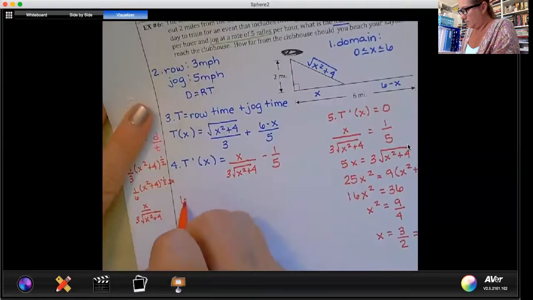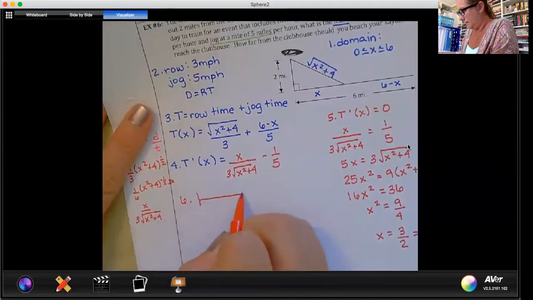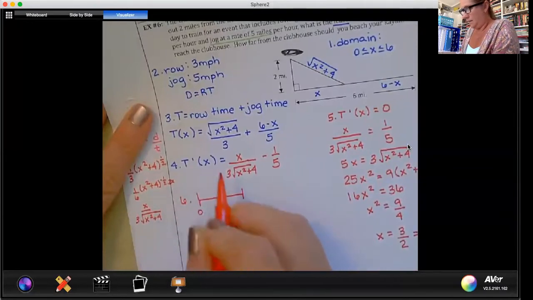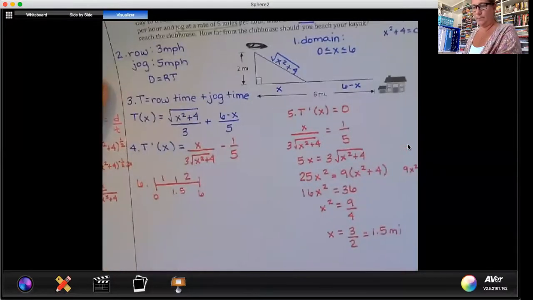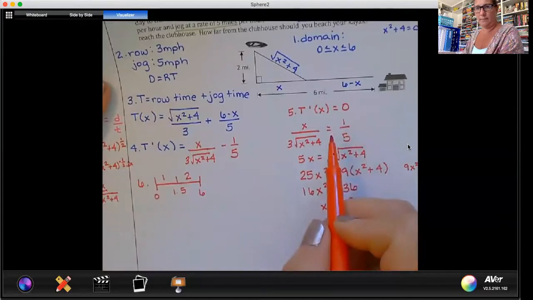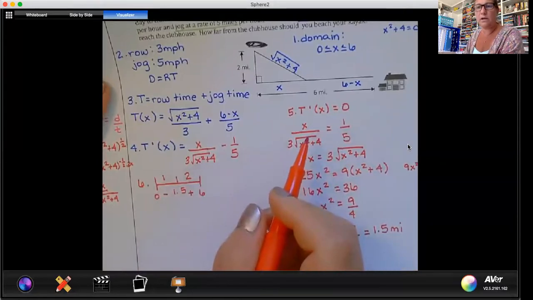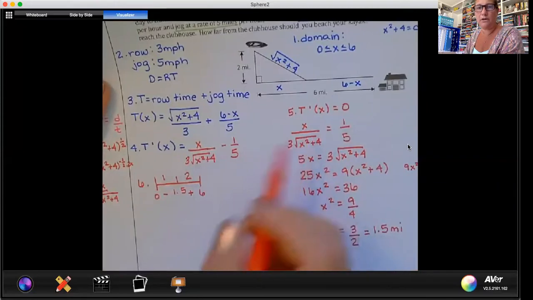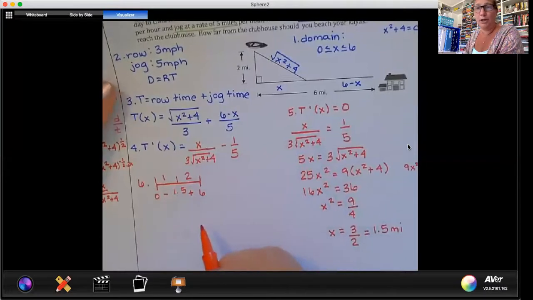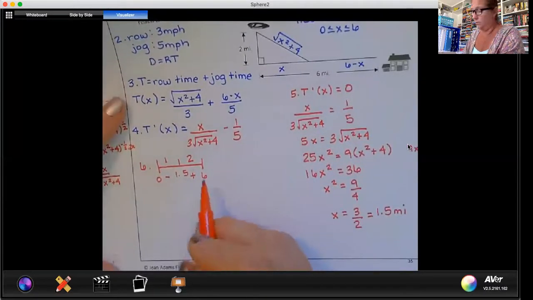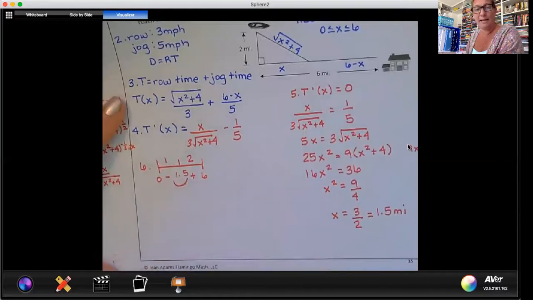All right, so now we're going to do our chart. Remember, we start at 0 and go to 6. And we have our 1.5 in the middle. So choosing values 1 and 2, plugging them into T prime gives you negative and positive. Now, I know I went through that quickly. I did not show you how and why that works. You need to be checking in your calculator to understand where those values came from, because you're going to have to be able to put those signs in your chart to prove indeed that you do have that minimum or maximum that they're asking for. In this case, it would be a minimum.